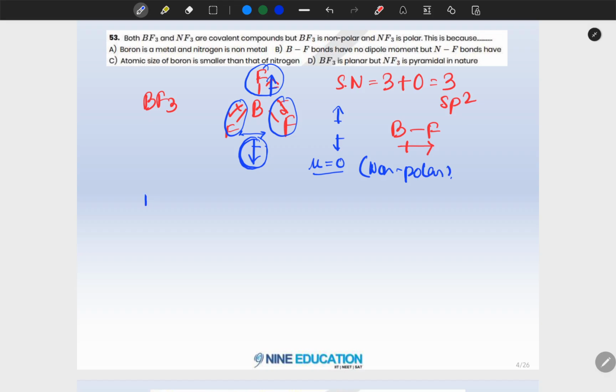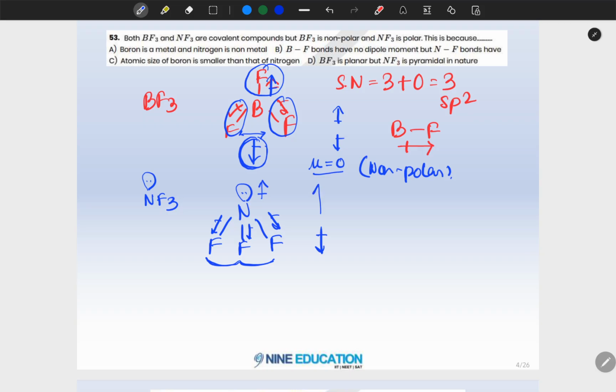Now in case of NF3, for nitrogen, how many electrons are present in the outermost shell? 5, right? So 2 electrons are behaving as lone pairs, and the remaining 3 electrons are participating in bond formation. Again the bond pair moment will be acting in the downward direction. So if I add up all these vectors, I will get the resultant vector again in the downward direction, and the lone pair moment in this molecule will be acting in the upward direction.